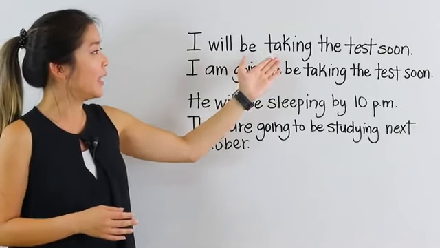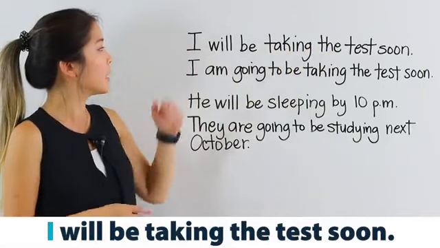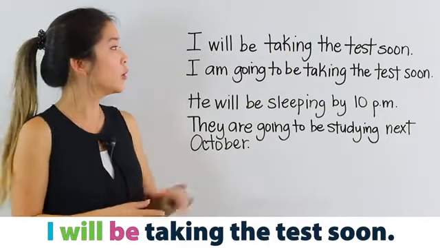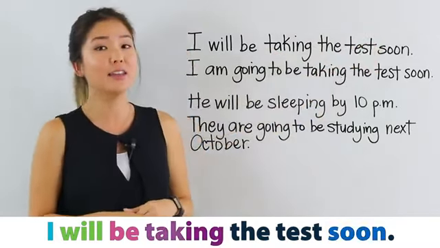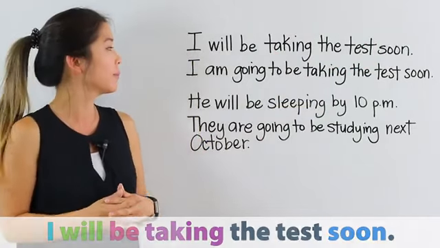I will be taking the test soon. So you can see here we have the subject and then will be. After that, we include verb ing. The word soon at the end of this sentence indicates when this action will be happening.